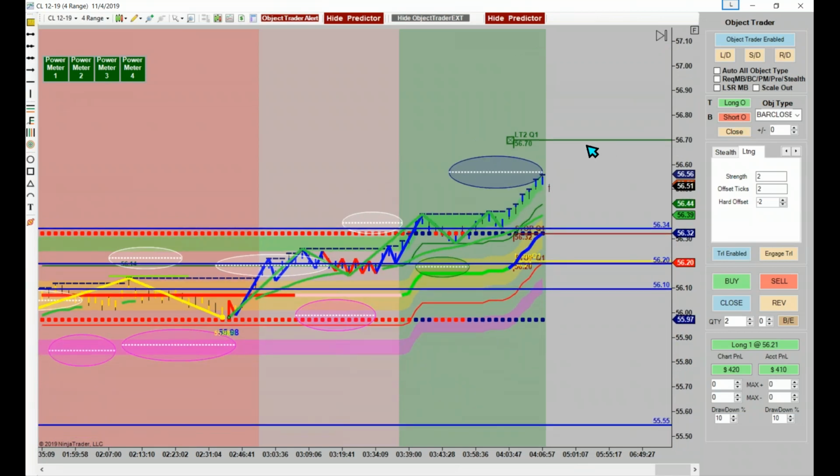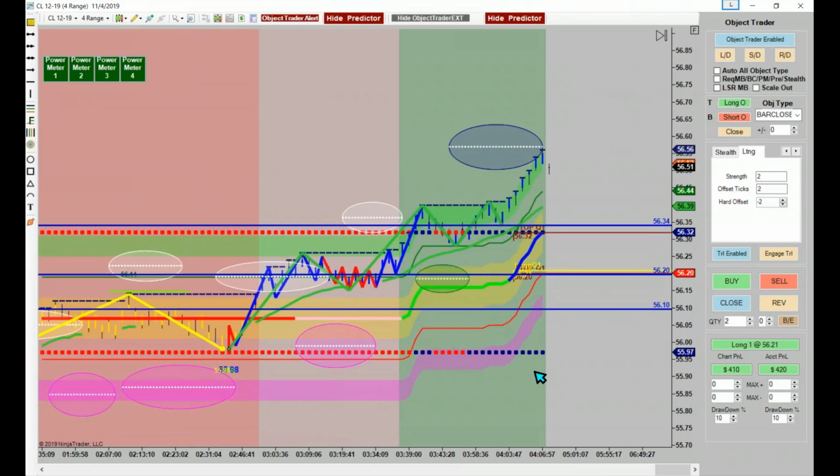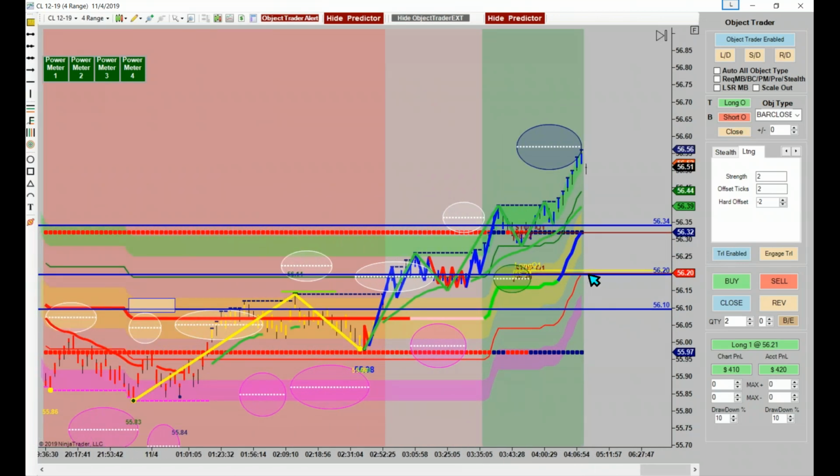Okay, so I could move this out of the way, or with Object Trader, I can turn off my target. Now I no longer have a target at the broker, I'm just in a free trade. But I've got my stop in with Lightning looking to the left to trade the right.